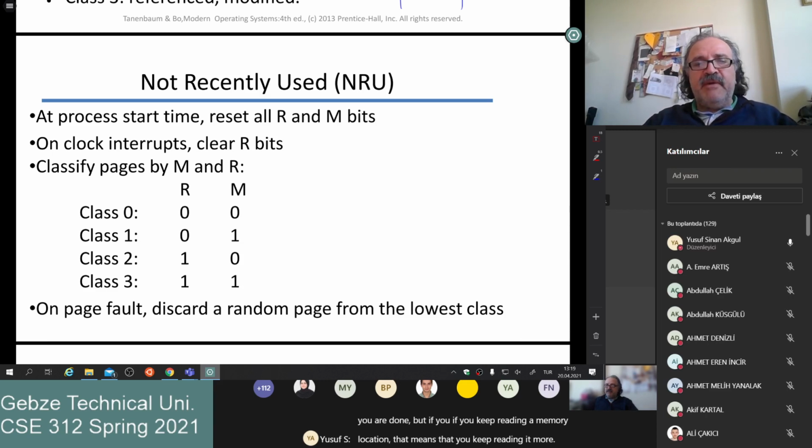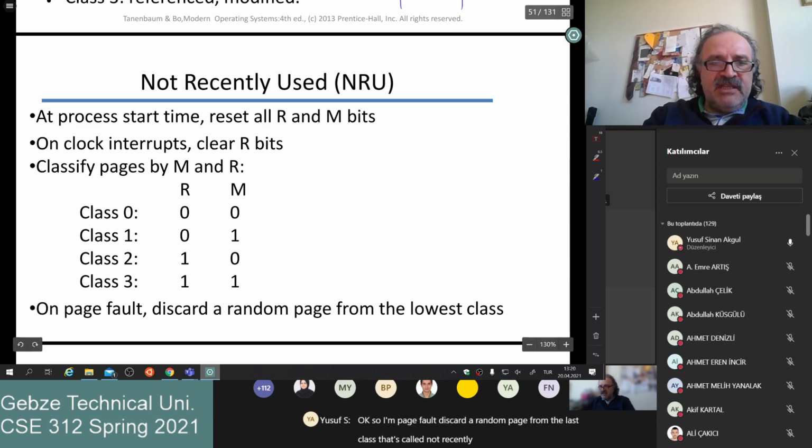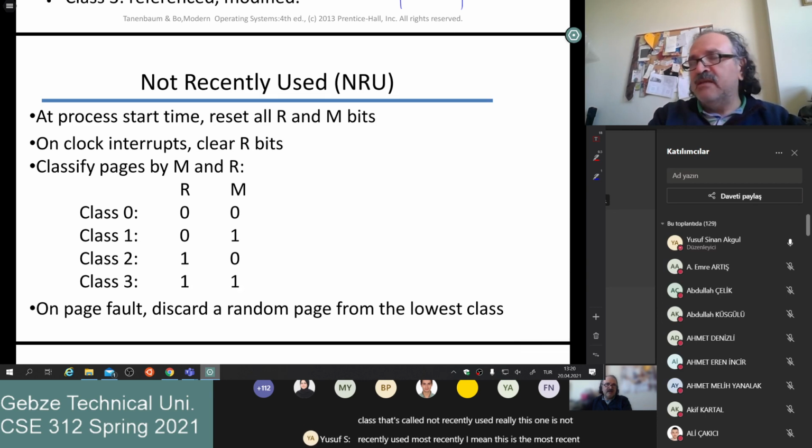Okay, so on page fault, discard a random page from the lowest class. That's called not recently used. Really, this one is not recently used. I mean, this is the most recently used one, right? Class 3. It is both modified and referenced.